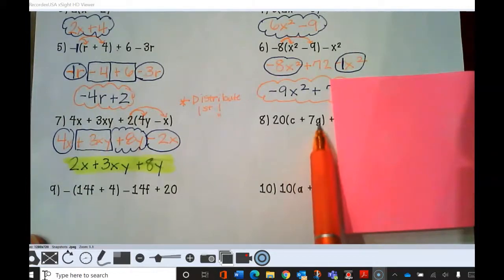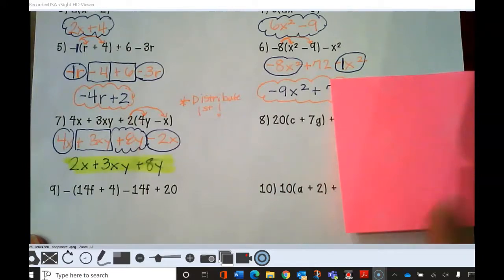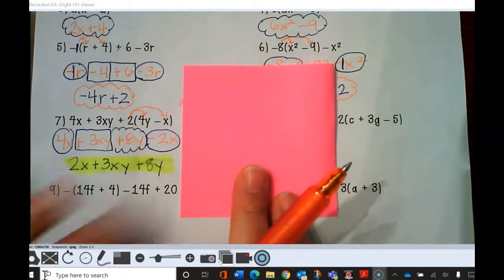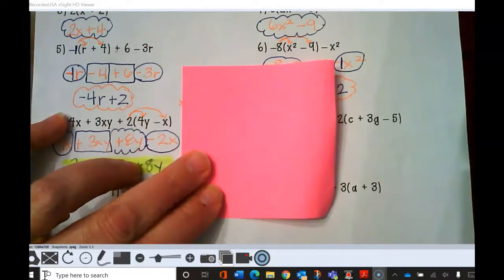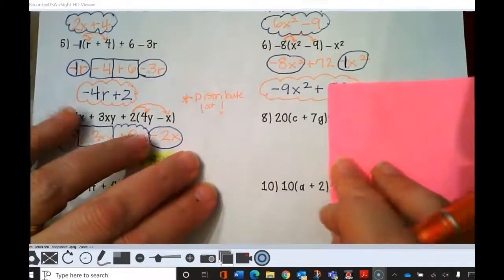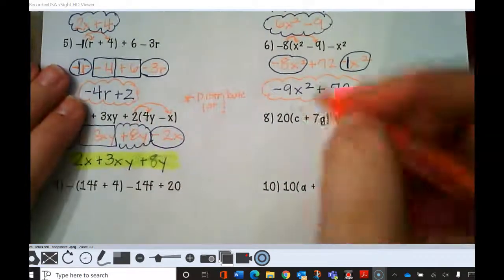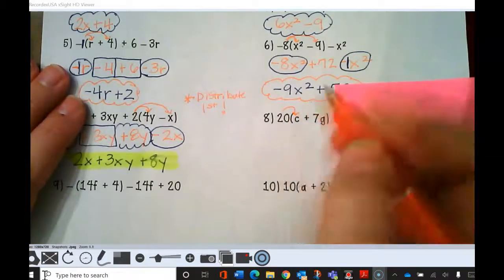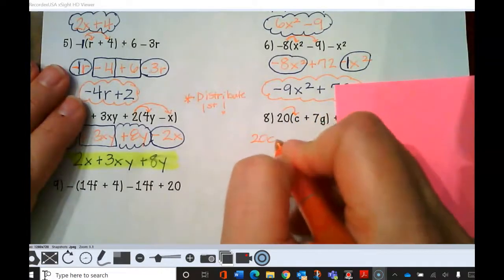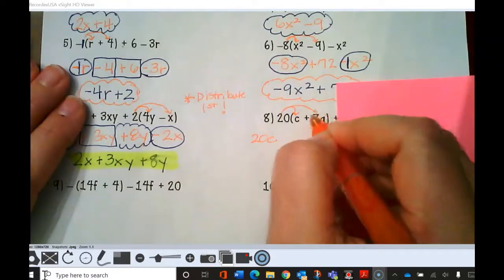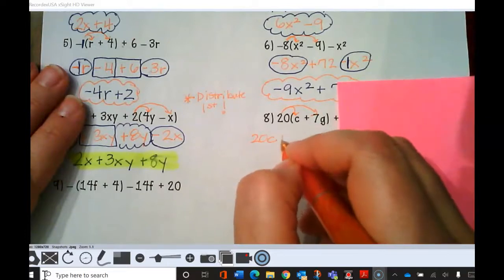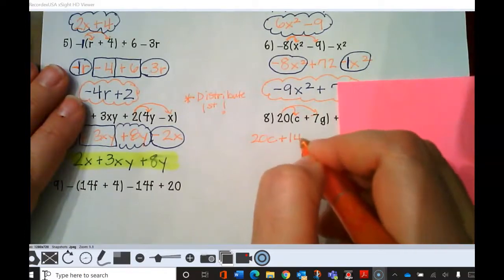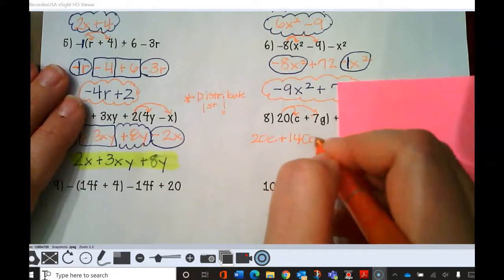Is there anything to do? We can't add c's and g's, so that would tell us that we need to multiply. You would look over here and see if you could combine any like terms inside of your parentheses at first, but you can't, so that's why I'm not even going to worry about that side yet. That tells us to distribute 20 times c, which would be 20c. And 20 times a positive 7g's, 20 times 7 is 140. And we keep our g.